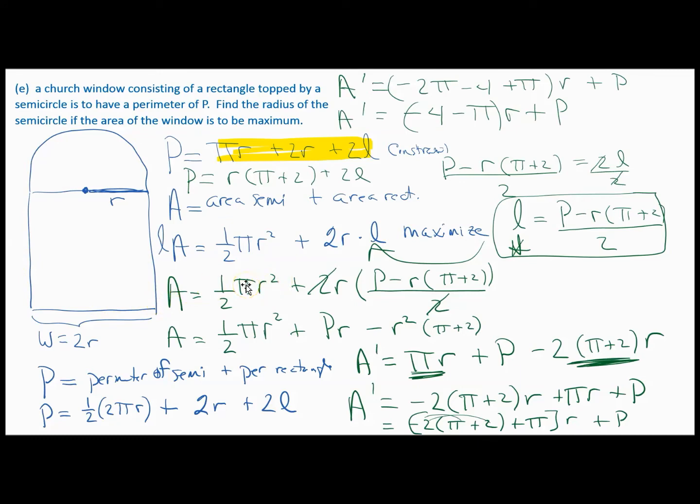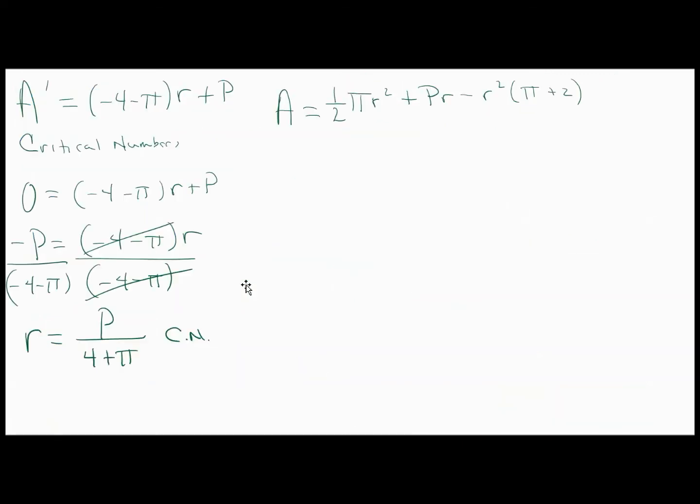So we're pretty confident that the critical number that we found, which is r is equal to p over 4 plus pi, is our maximized critical number, and it didn't ask for the area. So it is not necessary to take that r value and plug it into that function to find out the area. All it wanted to know was the radius that would maximize the area of that window, and we found it. We're done with this problem.